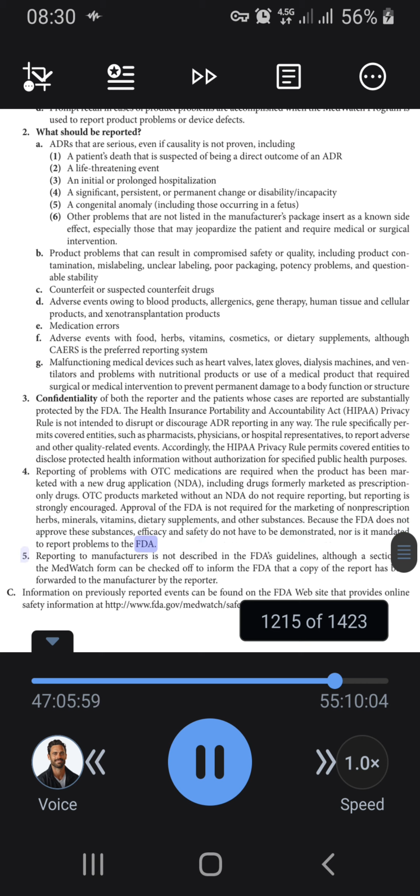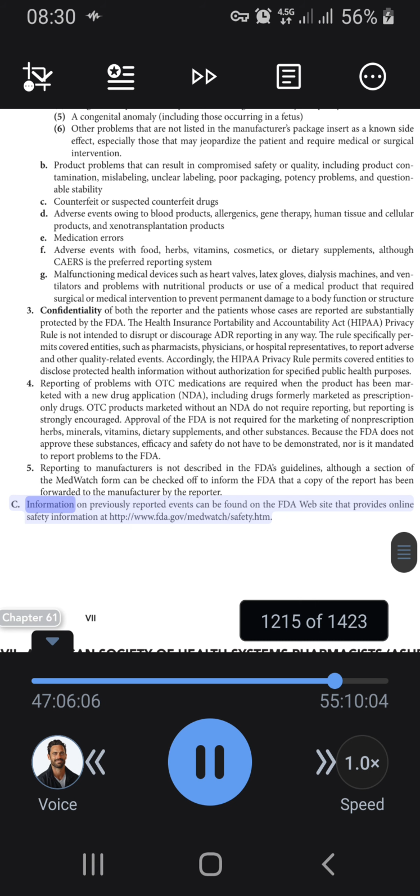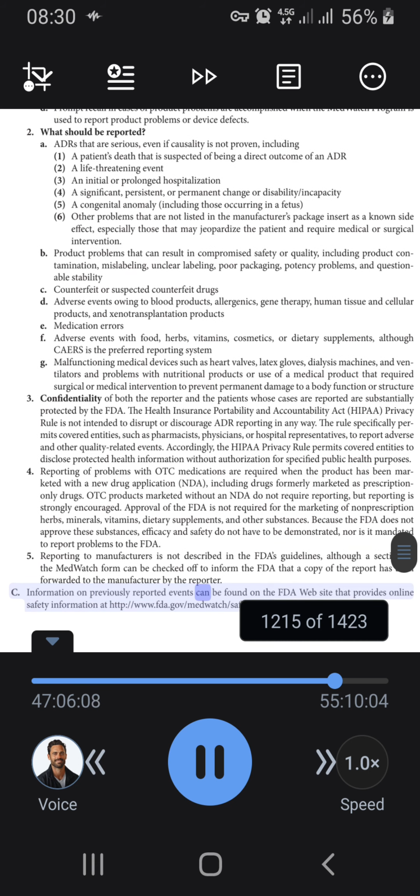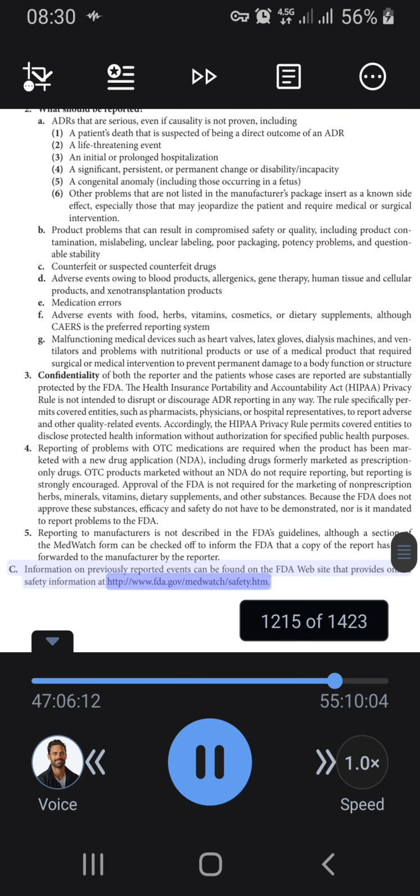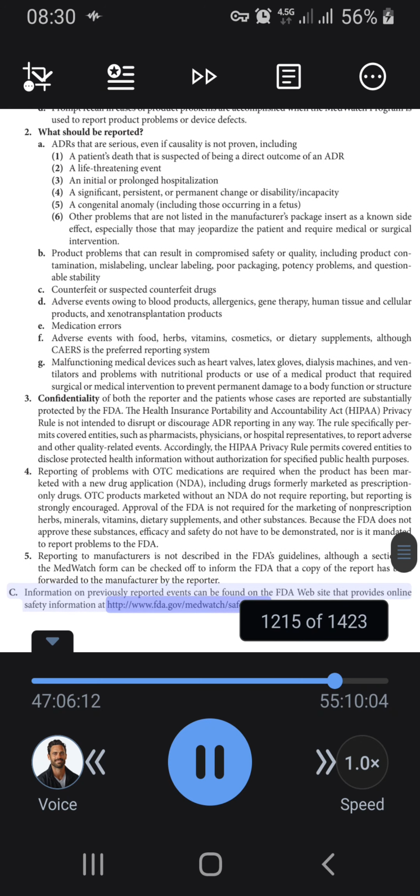5. Reporting to manufacturers is not described in the FDA's guidelines, although a section of the MedWatch form can be checked off to inform the FDA that a copy of the report has been forwarded to the manufacturer by the reporter. C. Information on previously reported events can be found on the FDA website that provides online safety information at http://www.fda.gov/medwatch/safety.htm.